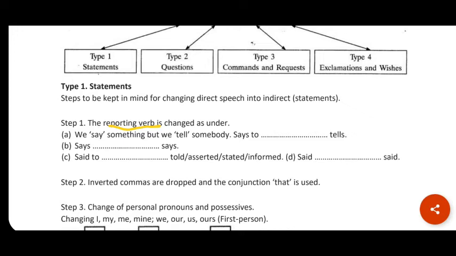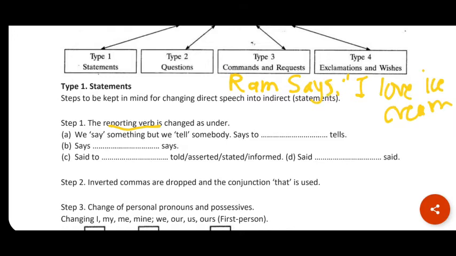For example, Ram says, I love ice cream. Now here, Ram says, I love ice cream. So here, says is the reporting verb. So the first rule is the change in the reporting verb.